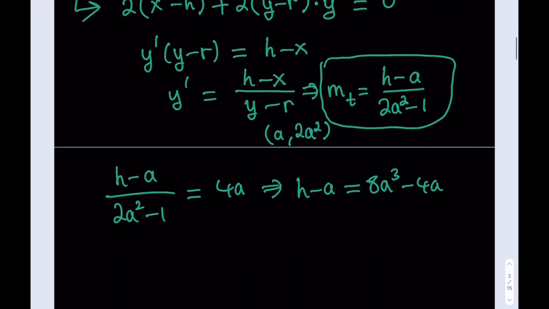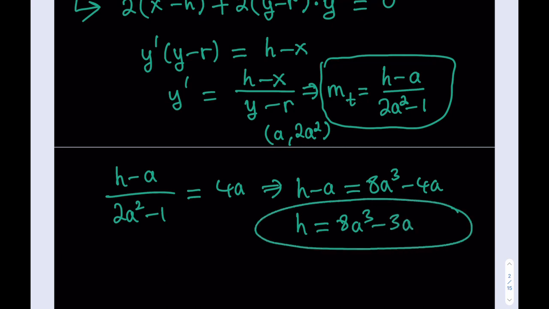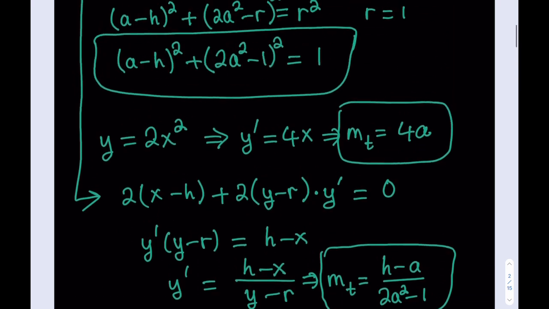And then I can just add a to both sides. Then h is going to be 8a cubed minus 3a. Awesome. This is another nice equation that I would use. Now, all of this basically was for finding h in terms of a, because I do have an equation that relates them right here, but then I would need to replace h with something so that I can get an equation in a single variable, which is a. Let's go ahead and do that now.